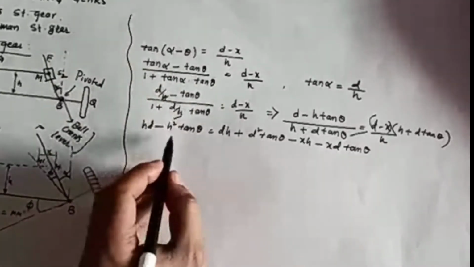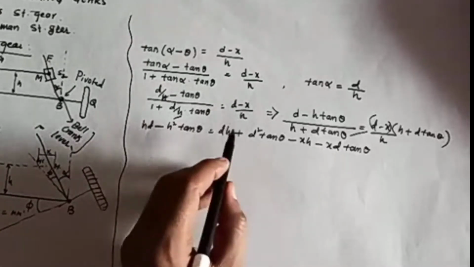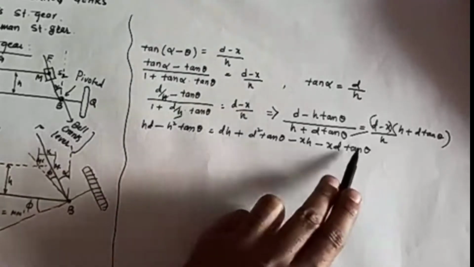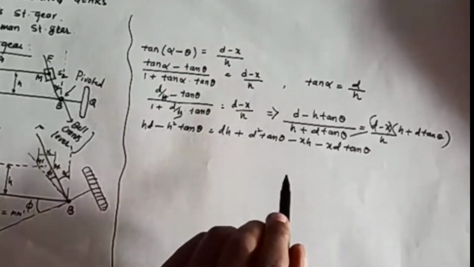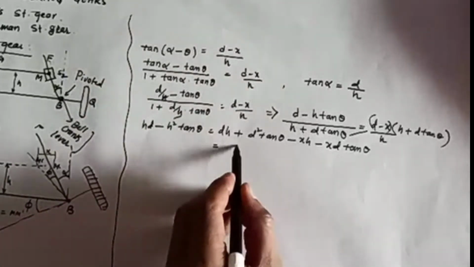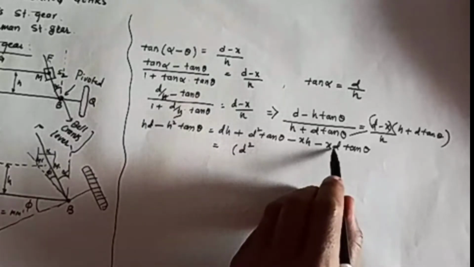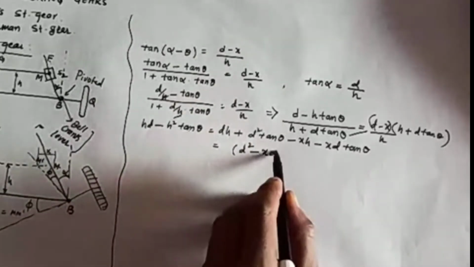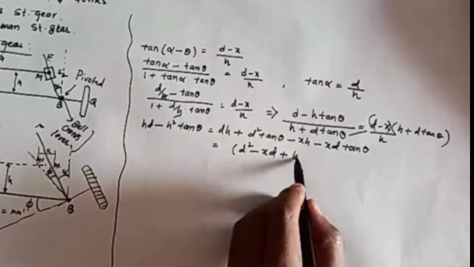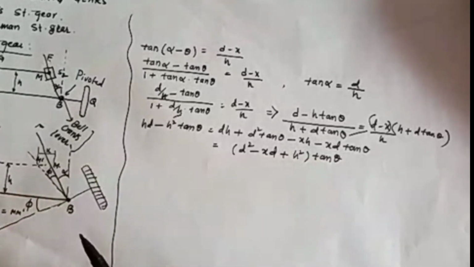Okay, so now after that, let us check what are the common values you are having. So tan theta, tan theta, tan theta. So three tan theta terms we are having, so that we can take as a common term. So first it will be d square here. If you take d square, again minus xd, again this h square, if you take it to the right side, it will be plus h square, and common it will be tan theta.